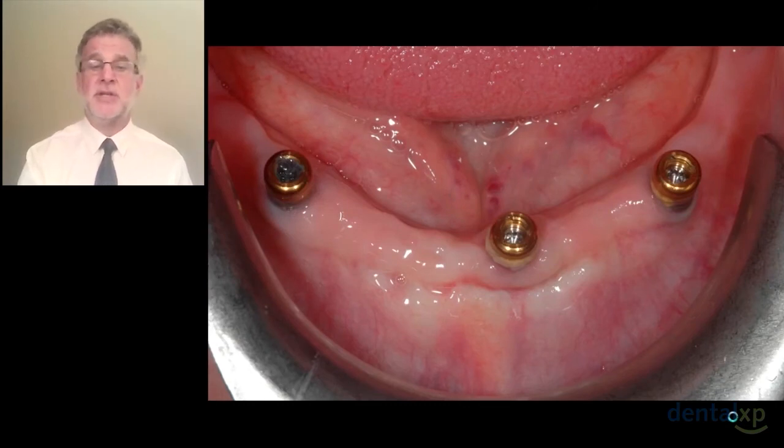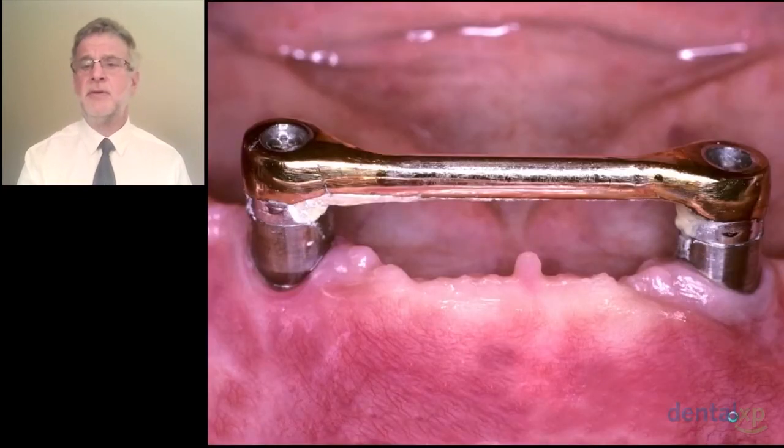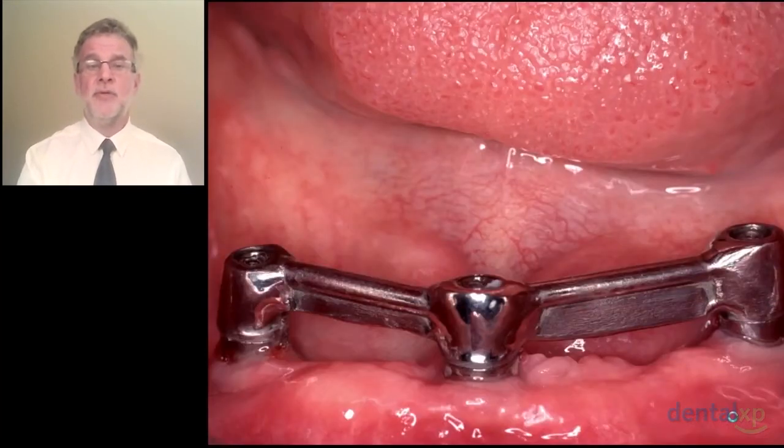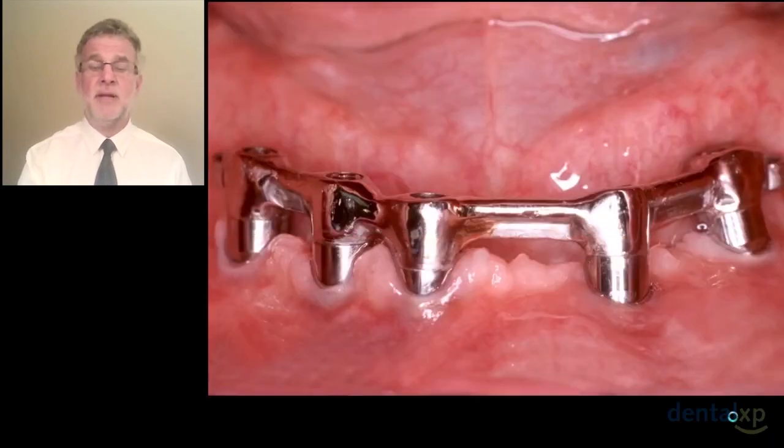We'll discuss in this webinar, would we consider 3? Is 3 better than 2? And if so, why? Should we be considering bars for our overdenture cases, be it in the mandible or the maxilla? How many implants with a bar? Does it make sense to have more than 2? Should we have 3? Does this design make sense with a midline implant? We'll come back to all of this.